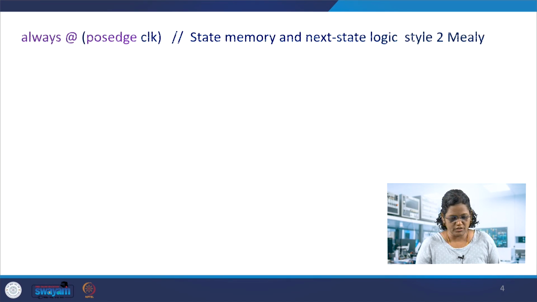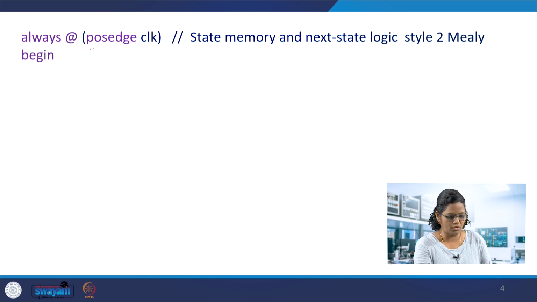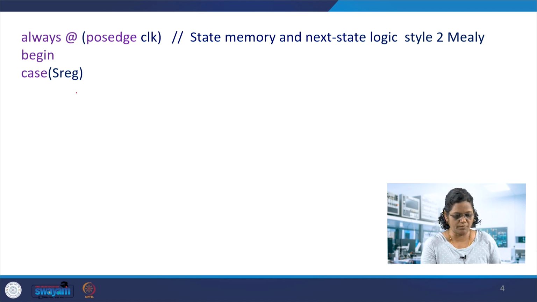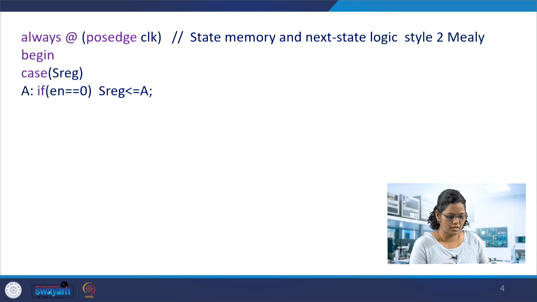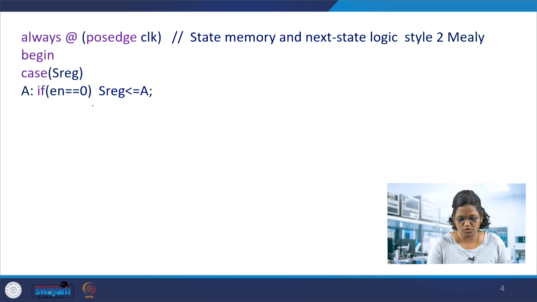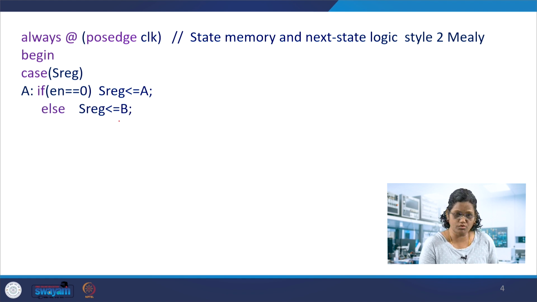After declaration, we combine the state memory and next state logic in this case. So we have always at the passage of the clock, the state memory, with a case on SREG, which is the current state here. Based on the state diagram, if the current state is A, check the enable input. If enable input is 0, then the next state of SREG would be A only. Else move to the next state.